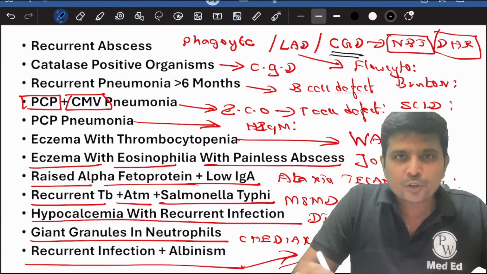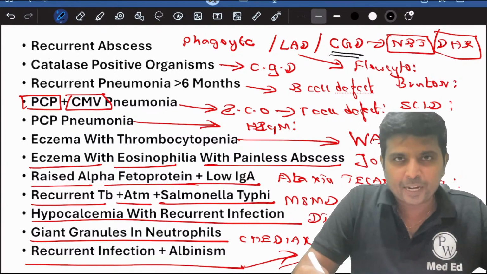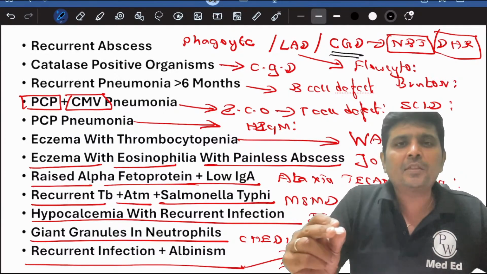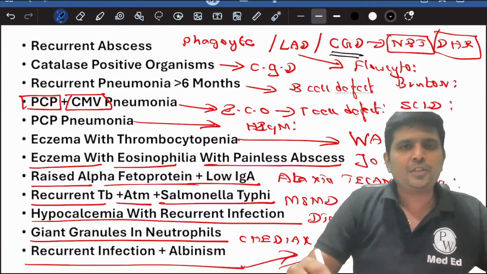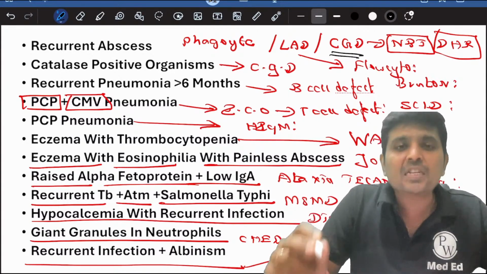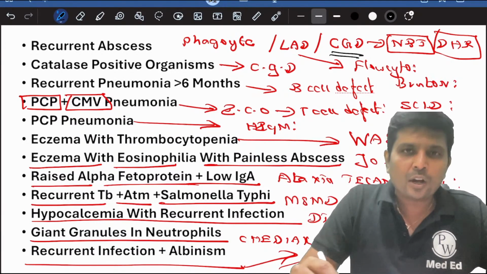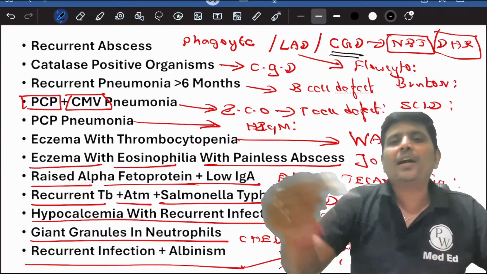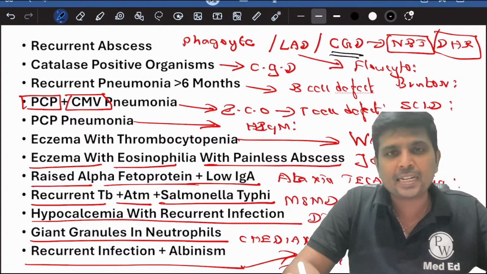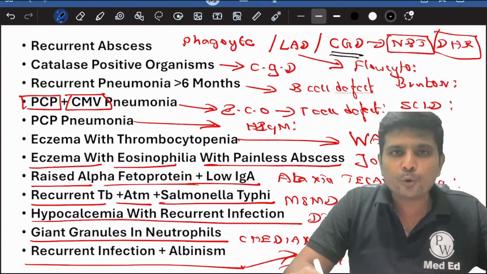Whenever you have soft tissue abscess along with eczema, look for eosinophilia or look for thrombocytopenia. Soft tissue plus eczema with eosinophilia is hyper IgE syndrome. Soft tissue plus eosinophilia plus thrombocytopenia is Wiskott-Aldrich syndrome. Whenever you see any child with recurrent infection along with ocular conjunctiva involvement and ataxia, it is ataxia telangiectasia, in which IgA will be low and alpha-fetoprotein will be high.